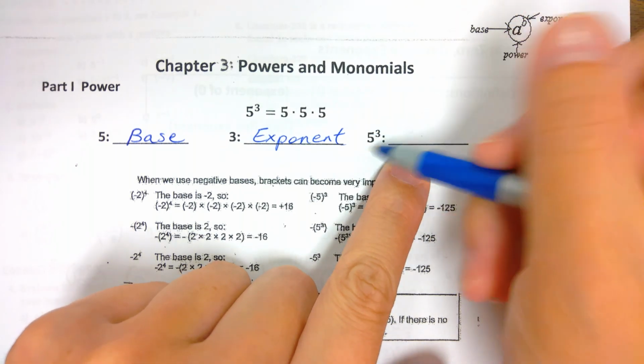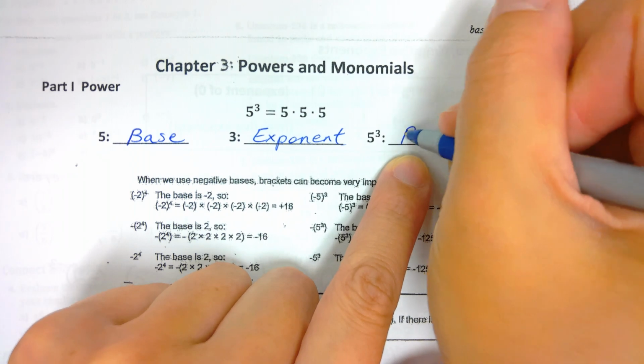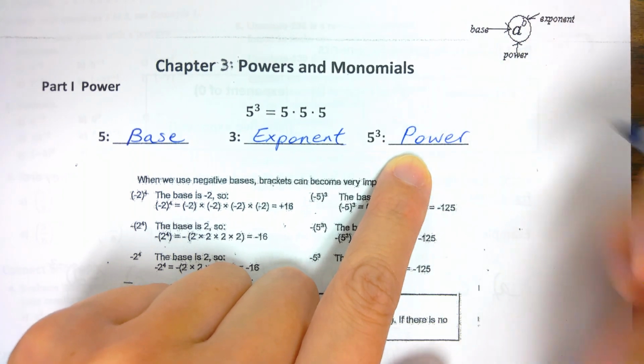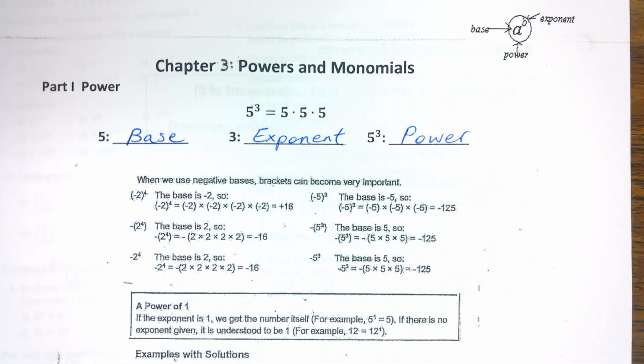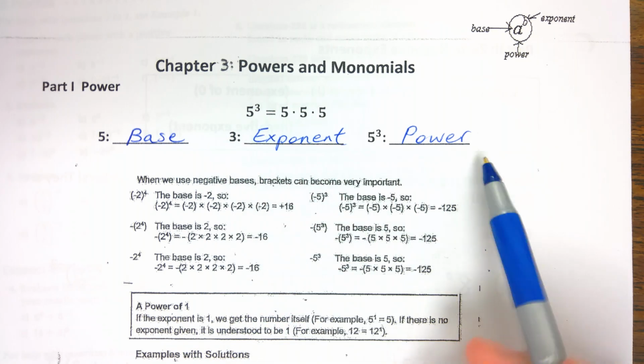And then the whole thing together, what do you call that? A power. People sometimes mix up and say 5 to the power of 3. That's actually a wrong saying. It's 5 to the exponent 3, and the whole thing is a power.